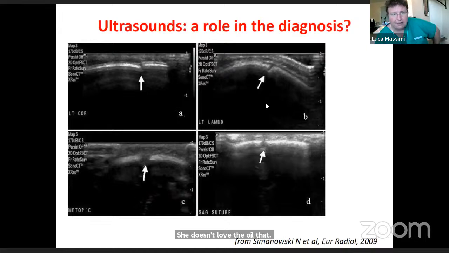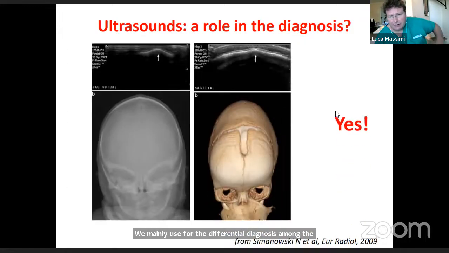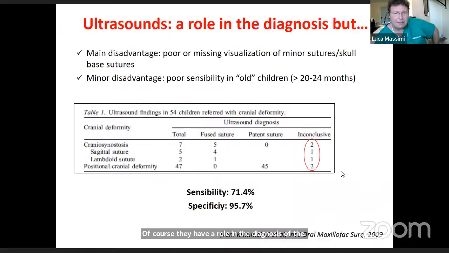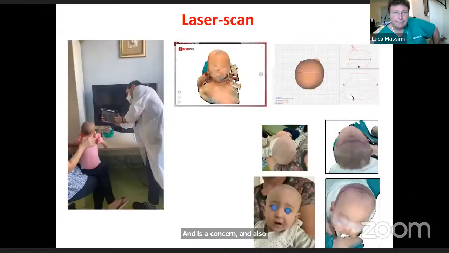What about the ultrasounds? For sure, they are useful. We mainly use them for the differential diagnosis, where required, between posterior positional plagiocephaly and lambdoid synostosis. Of course, they have a role in the diagnosis of the synostosis, as demonstrated by several papers. We have just a couple of disadvantages as far as the visualization of the minor sutures is concerned, and also the poor sensitivity in children older than 2 years.